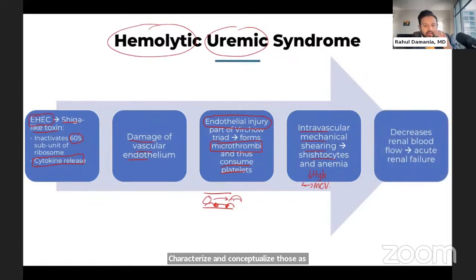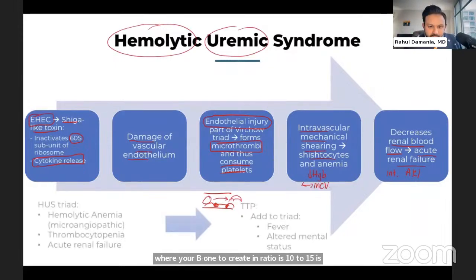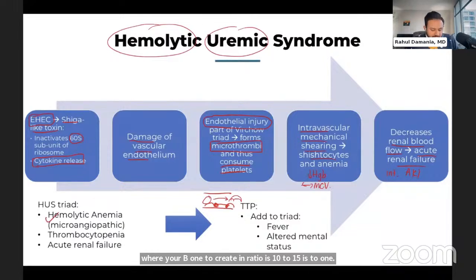Finally, if the vasculature that is affected is, let's say, in the glomerular tuft or the afferent arteriole, you are going to have reduced renal blood flow, and that is how you can get the uremia. This is going to be an intrinsic acute kidney injury where your BUN to creatinine ratio is 10 to 15 to 1. So the triad: microangiopathic hemolytic anemia, thrombocytopenia, and acute renal failure. And how do you make the pentad? That is going to be adding fever and altered mental status.